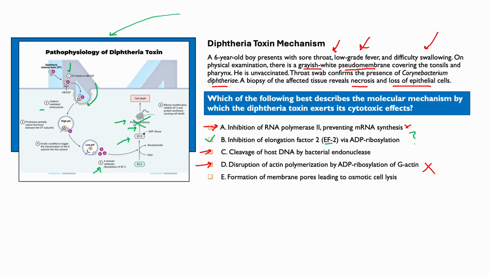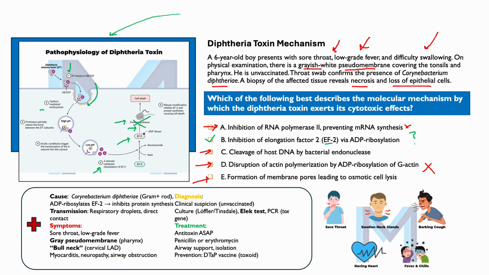And finally, the formation of membrane pores leading to osmotic cell lysis. Well, this mechanism is seen with streptolysin O from Streptococcus pyogenes. And these toxins form pores in membranes, causing cell lysis. So it's not the same mechanism used by the diphtheria toxin.